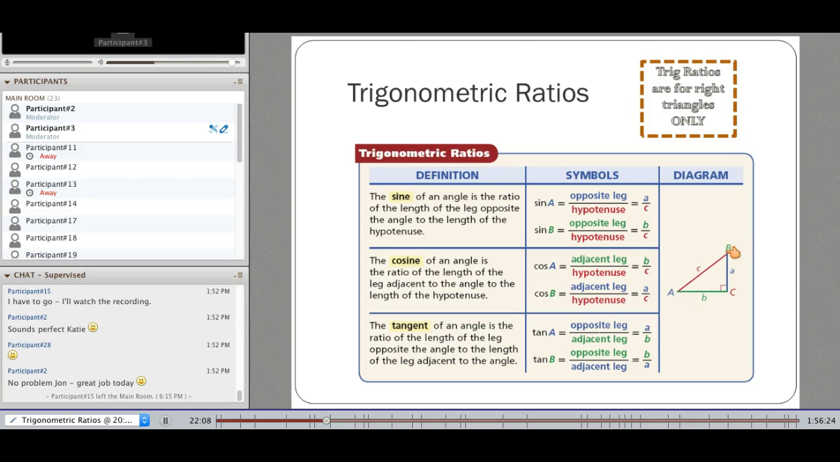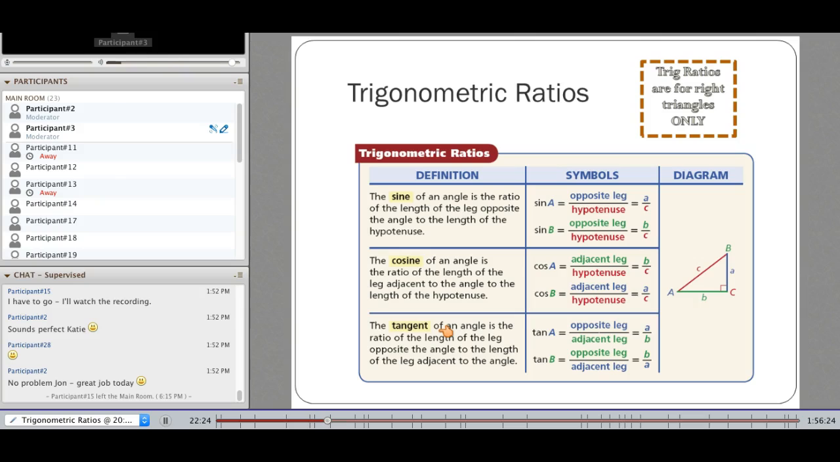So if you're looking at angle B and you want to do cosine, the adjacent side is actually side A, and the hypotenuse is still C. So it depends on what angle you're looking at to figure out what the adjacent side is and what the opposite side is. Okay, so that's the cosine trig ratio.